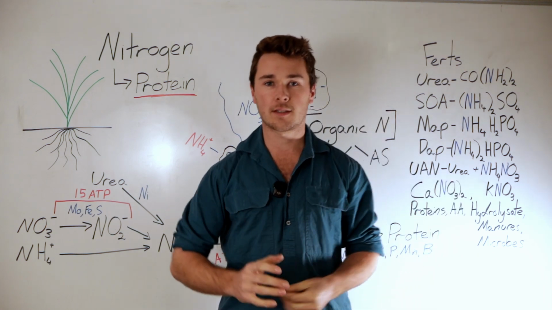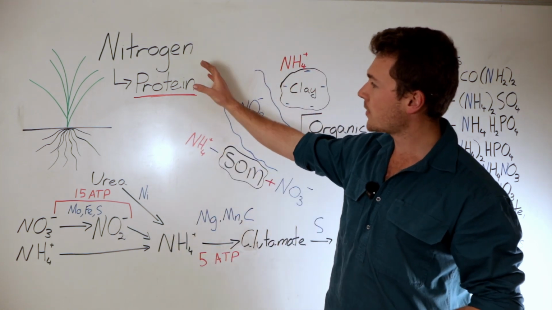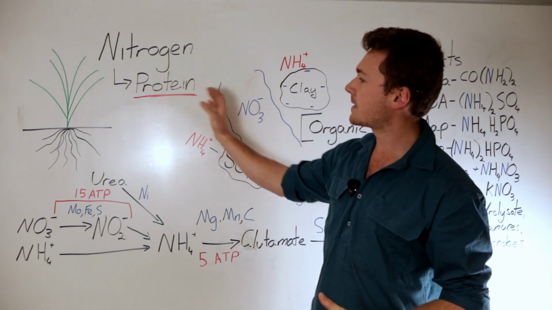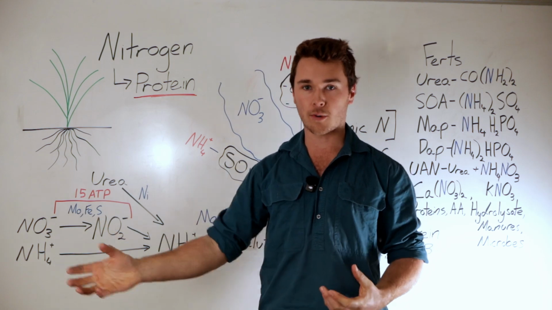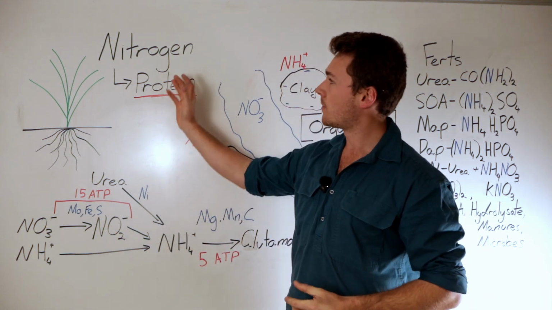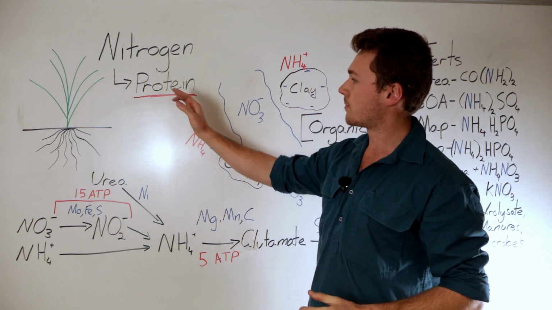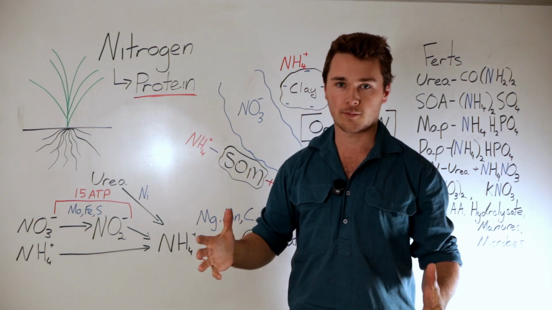Awesome. So the very first thing we need to know about nitrogen is actually what it's used for in the plant. The most important component of nitrogen is that it makes up amino acids, and the amino acids get built into proteins. And really, that's the major component of nitrogen. So nitrogen goes into amino acids, which makes proteins. Protein is a big, broad term for a whole range of different things in the plant.